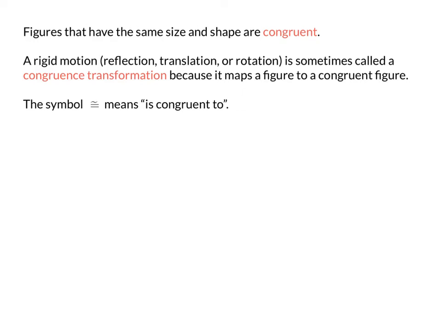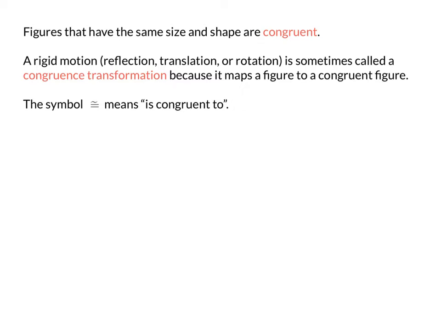Hello. In this video, we're going to talk about congruence. Now, congruence means a figure that has the same shape and size as a different figure. All of the rigid motions that we've been talking about, reflections, translations, and rotations, are congruent to each other. That means all the sides are the same length and all the angles are the same measure. These are called congruence transformations for that reason.